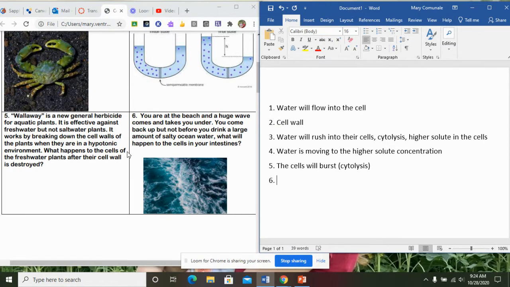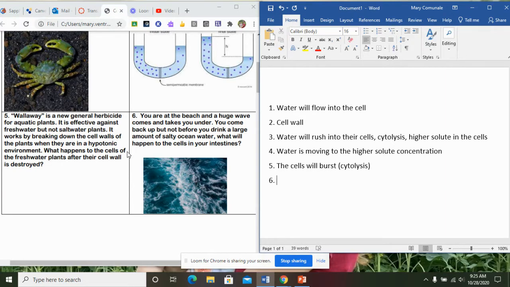Number 6, you are at the beach and a huge wave comes up and takes you under. This has happened to me multiple times when I was younger. Or you can go body surfing and then you end up getting drowned that way as well, and you scrape your face against the sand on the bottom. You come back up, but not before you drink a large amount of salty ocean water, which is also disgusting and makes you want to gag.